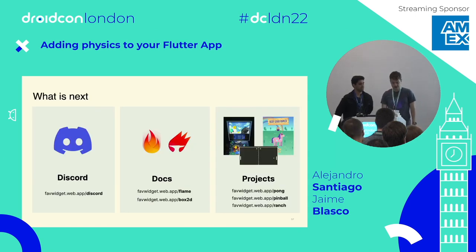And how can you do that? First of all, you can check the Discord. The Flame community is really open and really helpful. So if you have any questions and so forth, you can go to the Discord channel and just pop a question. In terms of documentation, you can look at the Flame documentation and also Box2D documentation. So for example, if you want to learn about joints and actually make the wheels of your car actually rotate as a proper wheel, you can research a little bit more.